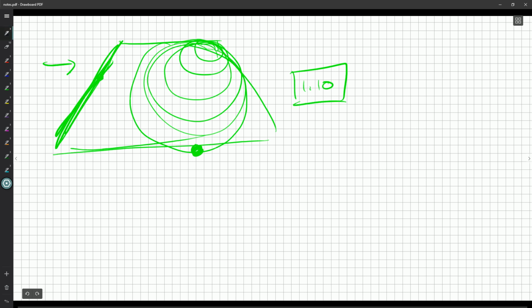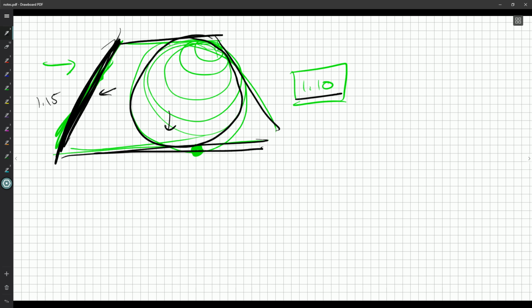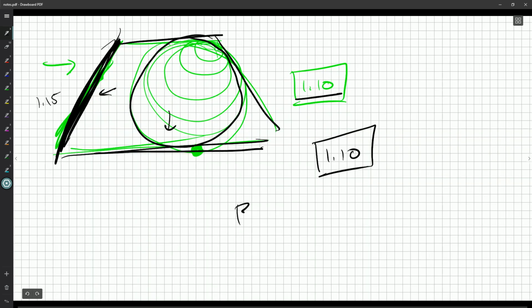Imagine these sort of circles blowing up and hitting 2 sides constantly. Which is the third side of the quadrilateral? Which of these 2 does it hit first? It hits this one when the radius is 1.10. It hits that one when the radius is 1.15. So that means I can draw a circle over here of radius 1.10 that does not hit this side at all. So we're good to go. This should be our answer. This is the biggest one that's left. 1.10 is the closest the largest radius can get to, and that's an answer of B.